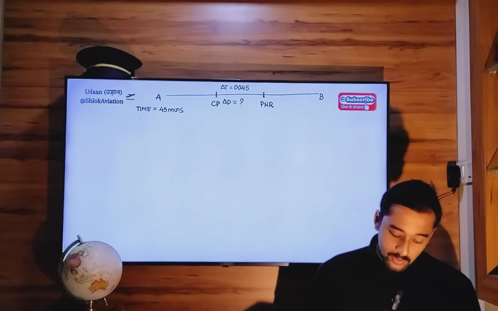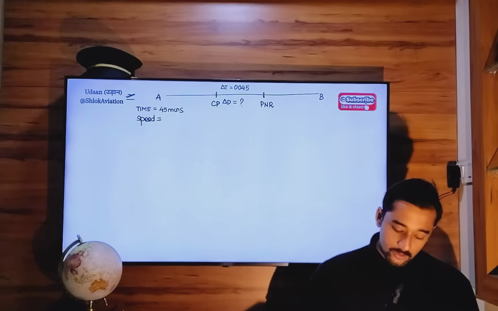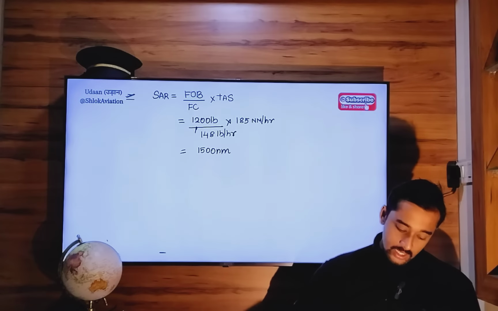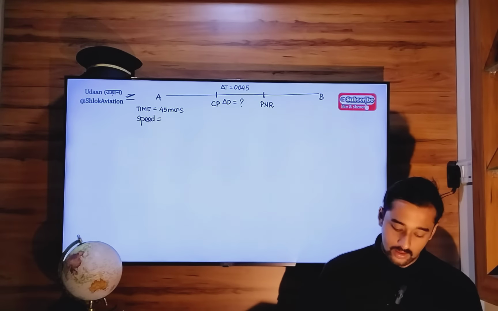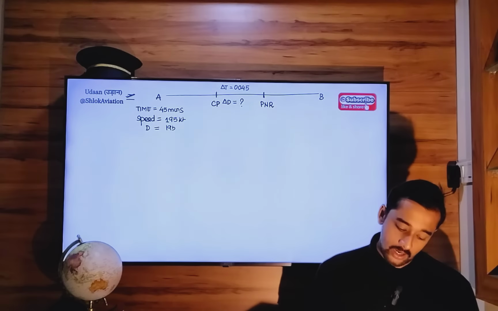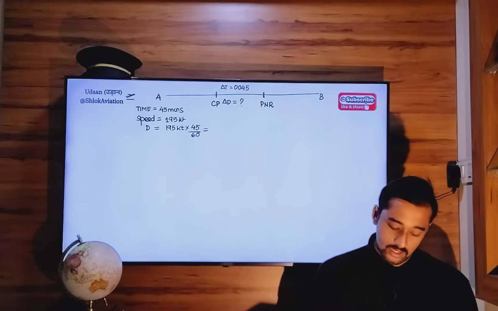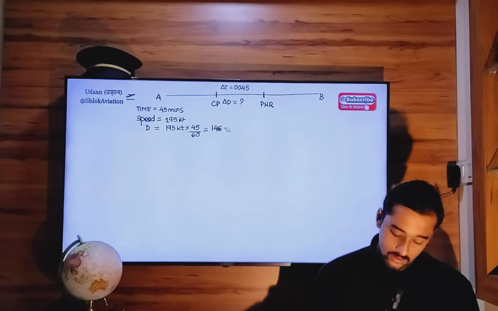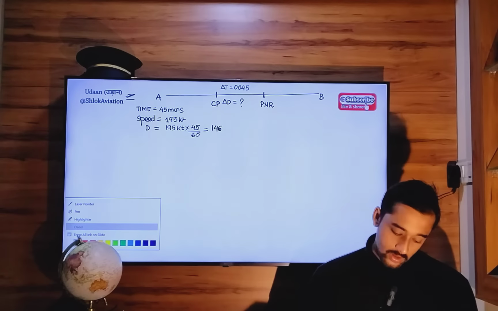The speed from A to PNR is the outbound speed, 195. This gives us a distance of 195 knots into 45 divided by 60 hours. So 195 into 45 divided by 60 is 146.